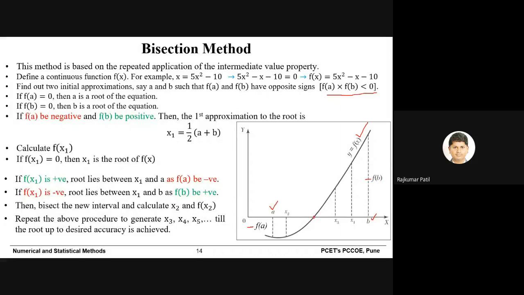So here it is, you can see. Now in order to calculate the first approximation, you will use the formula x1 is equal to a plus b divided by 2, and you get a new value of approximation, that is x1. And when you look at the graph, definitely you can say that f of x1 will be positive.